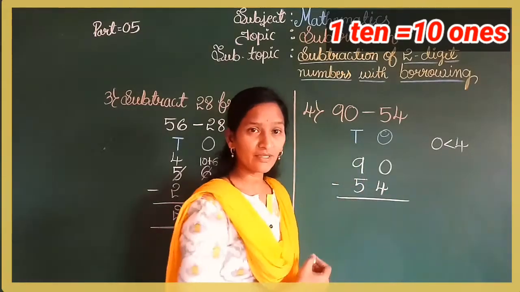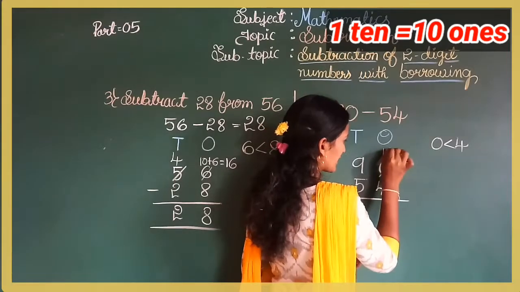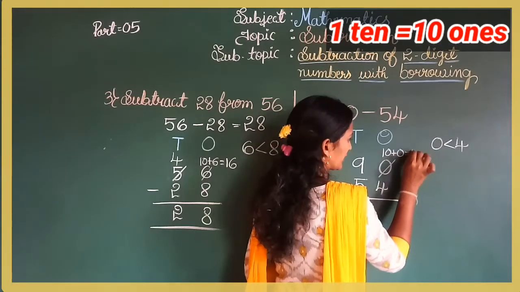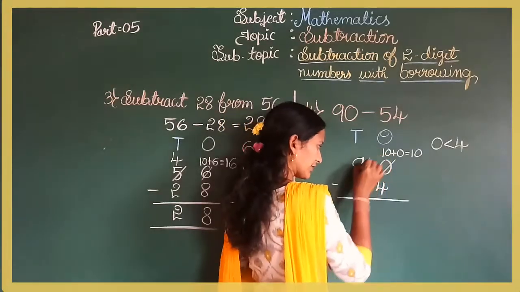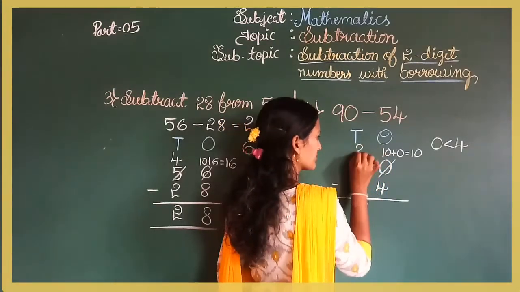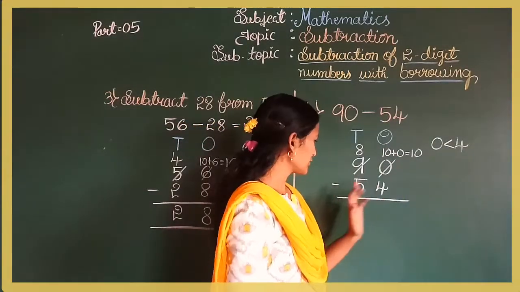Yes, 10 is nothing but 10 ones. Right? So it is just 10 plus 0. 10 plus 0 is again 10 itself. Yes, after giving the borrow, this 9 tens becomes 8 tens. Okay? Yes, now 10 minus 4.